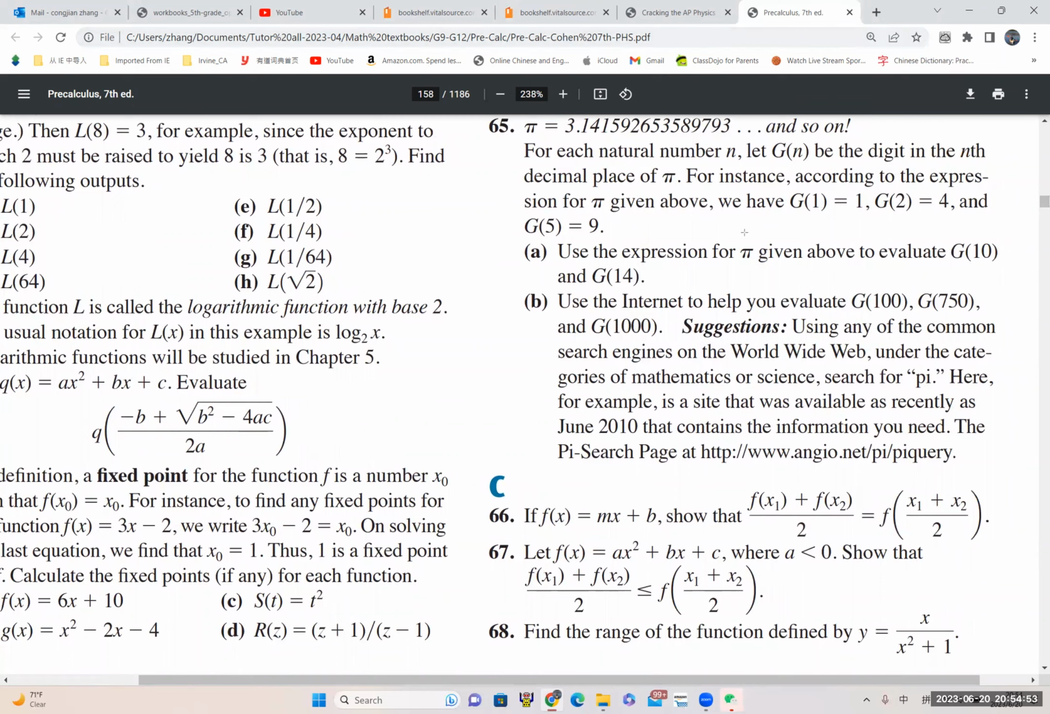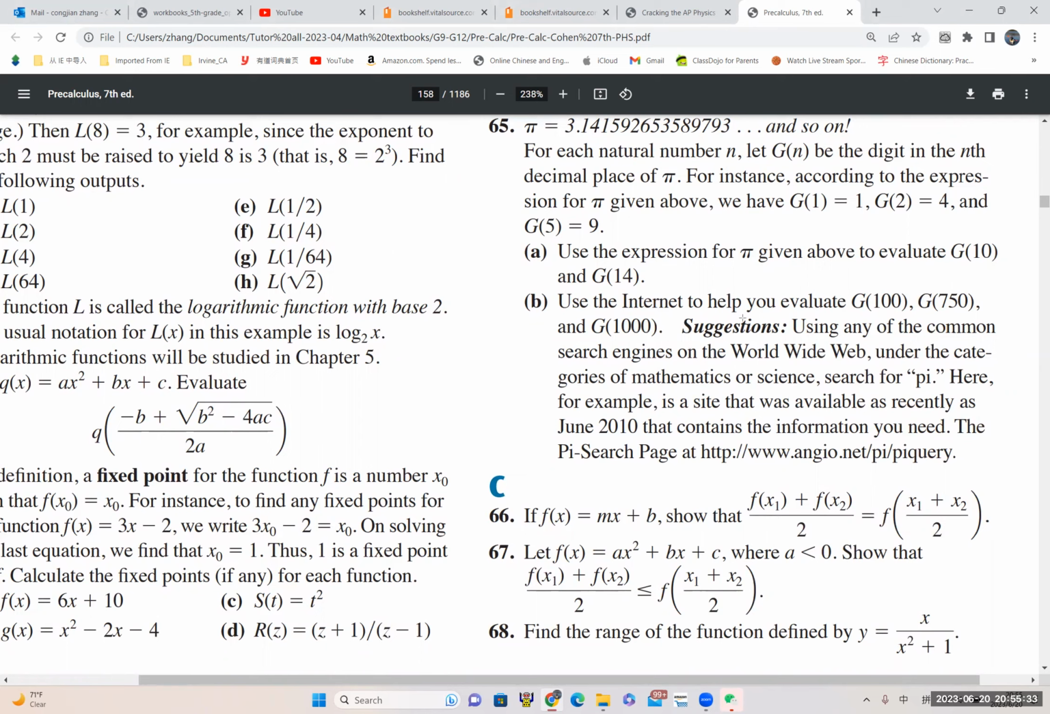Pi is this. For each natural number n, let g n be the digit in the nth decimal place of pi. For instance, according to the expression of pi, g1 equals 1, g2 equals 4, g5 is 9, right? For pi given above, evaluate. Yeah, I suppose A is easy, right? Just go find it. So we skip it.